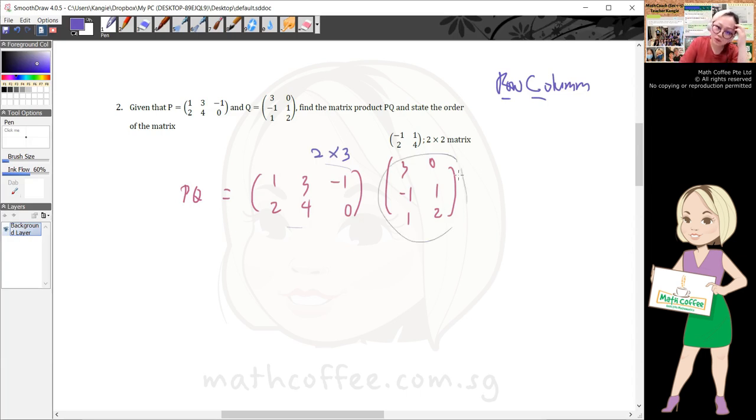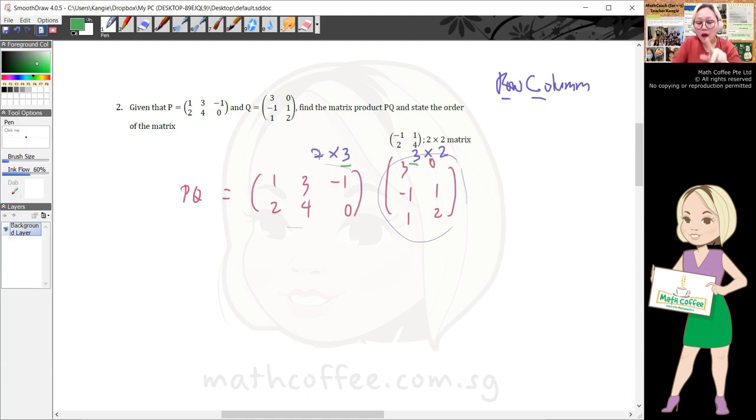Okay, now let's take a look at this one. There are 3 rows, and then there are 2 columns. So this is a 3 by 2. So how do you know whether it is a valid multiplication? You have to make sure that the inner 2 numbers are the same. Then you are allowed to multiply.